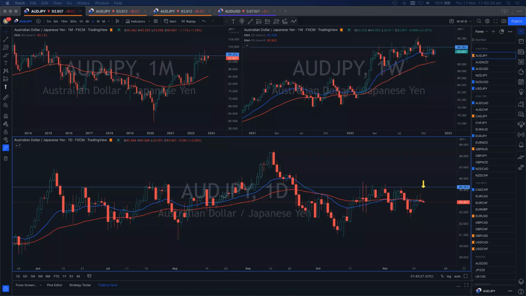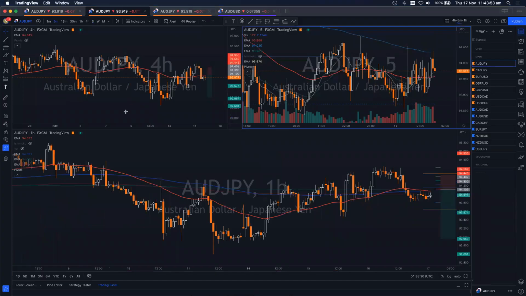Okay, so we'll start off with Aussie yen. On the daily, we have a bit of sideways movement the last few weeks, but recently we've had a run up to the daily 50-day 20, just here, and a nice rejection. Nice high test yesterday. So let's see what the lower time frames give us.